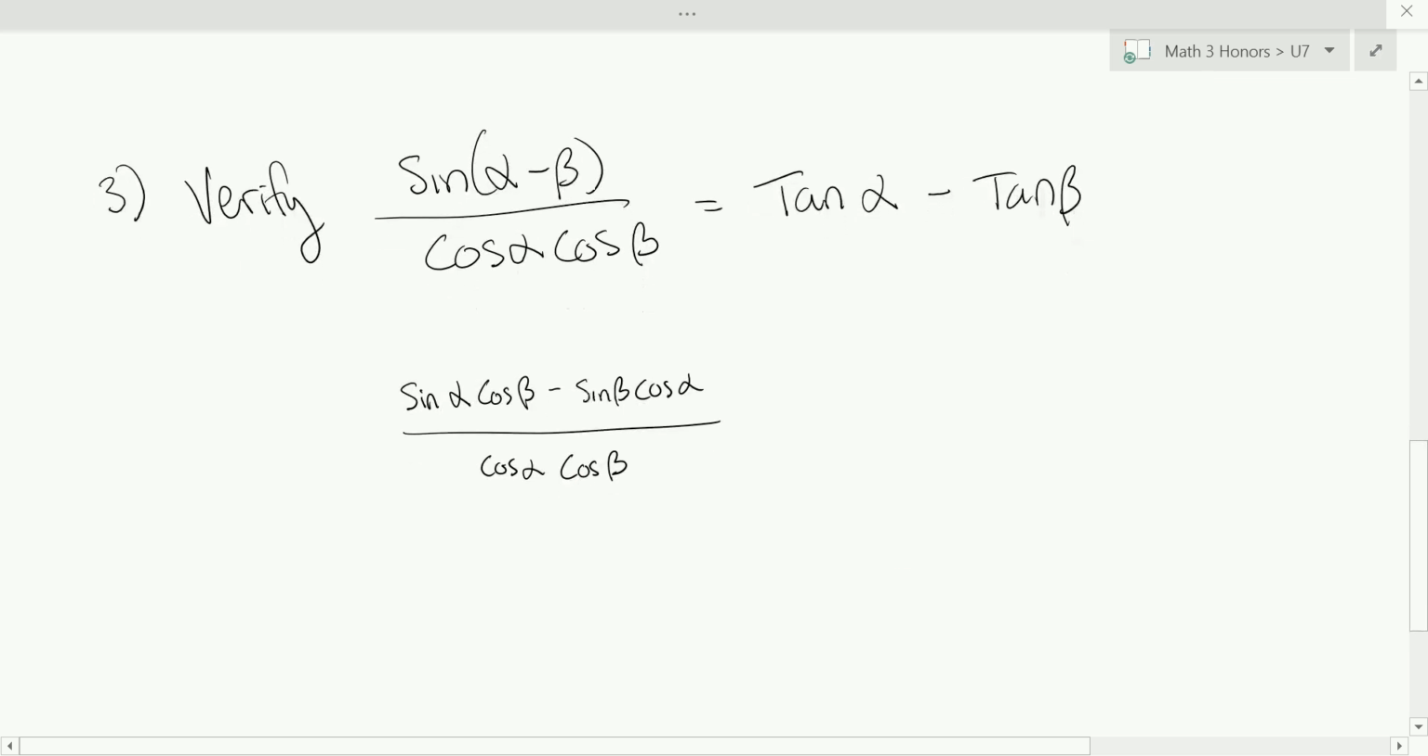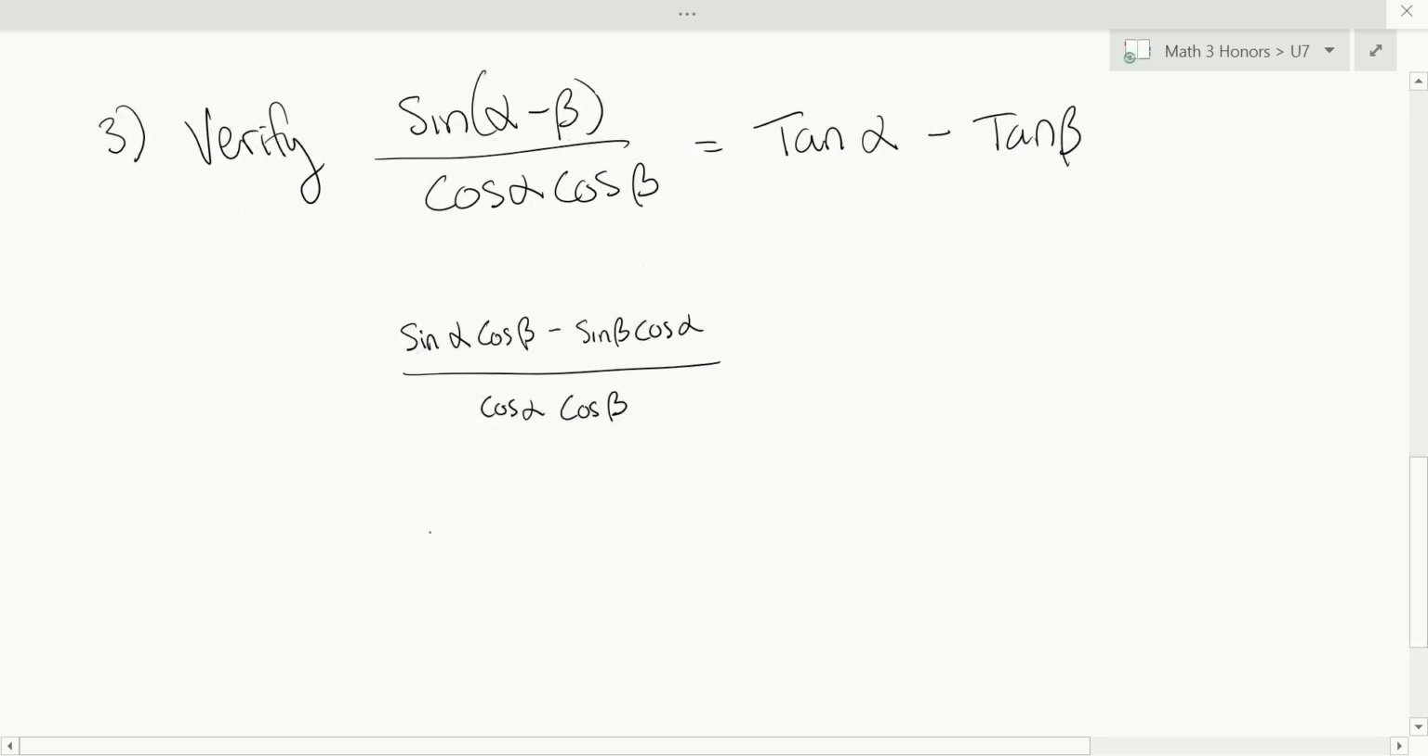Some of you got here and were just stuck on what to do next. So what's the next step, Abby? When you split it into two fractions, you take your first term on top, and what's the denominator going to be? Keep it the same. So you have the cosine alpha and the cosine beta, minus the second term with sine beta, cosine alpha, and leave the denominator the same. All right, next step, Abby.